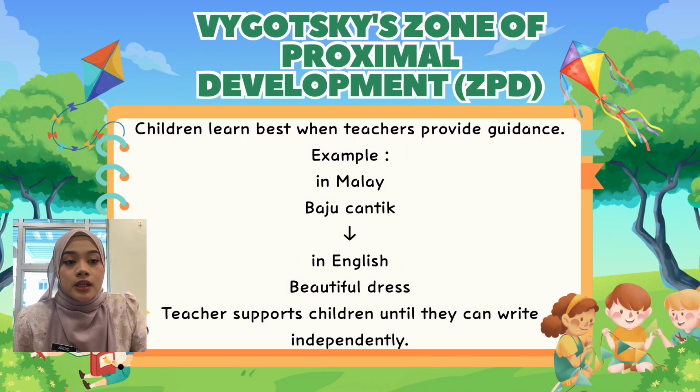For a young bilingual child whose first language is Malay, translating this directly into English causes a natural grammar mistake. This is exactly where Vygotsky's zone of proximal development helps us.